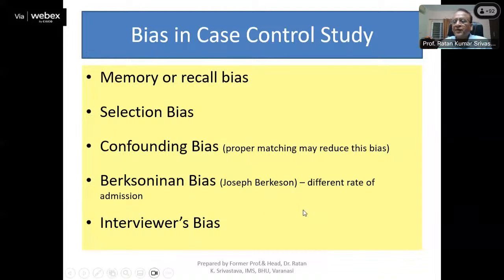Berksonian bias, this is a different rate of admission. If you are taking the sample from a hospital, there are people who prefer to go to hospital after taking lunch at 11 or 12, and few people who do not want to take lunch and just want to go early to the hospital. That is their habit, so you can miss a particular type of cases. If lung cancer patients prefer going to hospital only after lunch, around 1 p.m., then if you conduct a survey from 9 to 10, you will miss all those lung cases. Such bias we call Berksonian bias. And interviewer bias, the bias of you taking the interview.